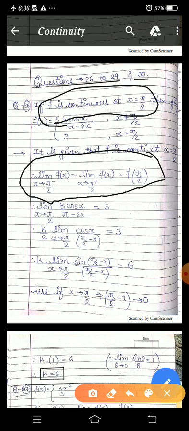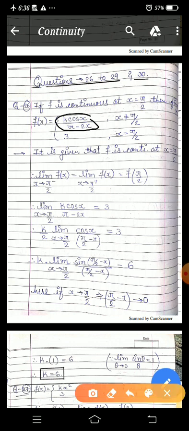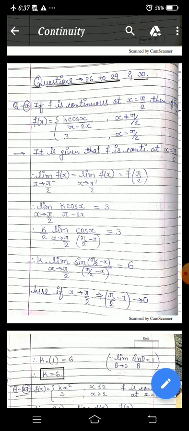So by putting the value of the left hand side limit or right hand side limit, both will have the same function, that is k cos x upon pi minus 2x, and the value of the function at pi by 2 is already given, that is 3. So we need to put that equal to 3. Now what to do with this equation to find k?